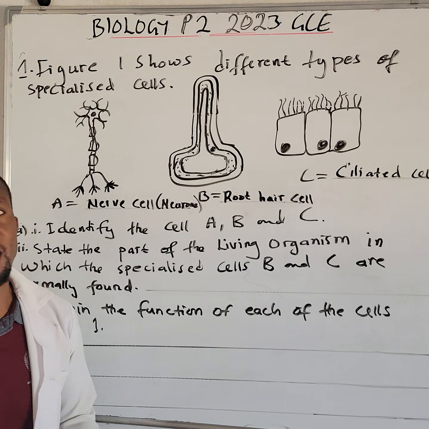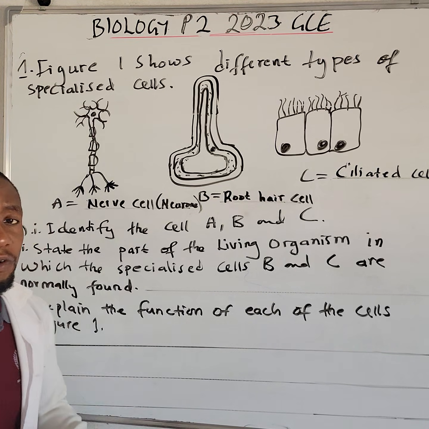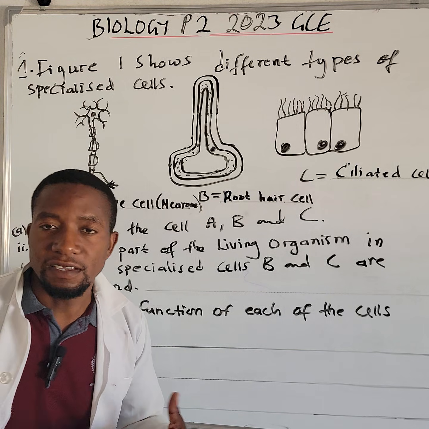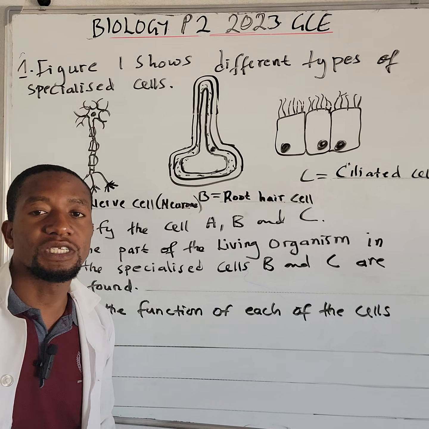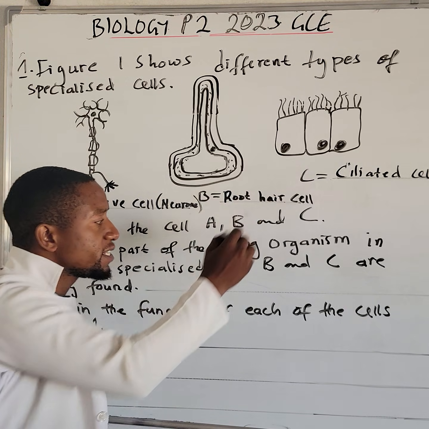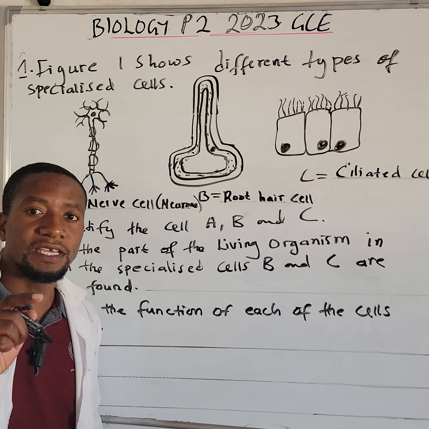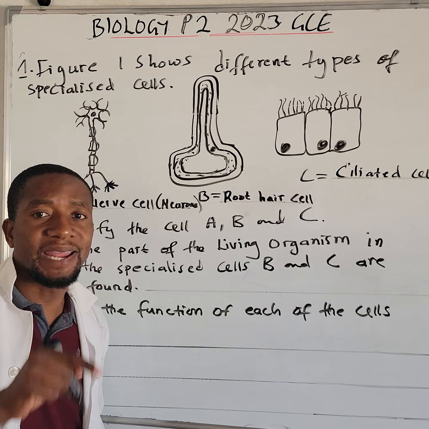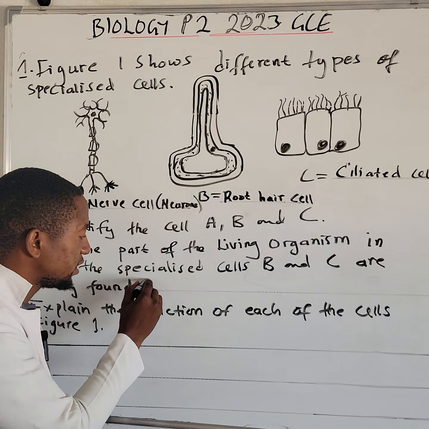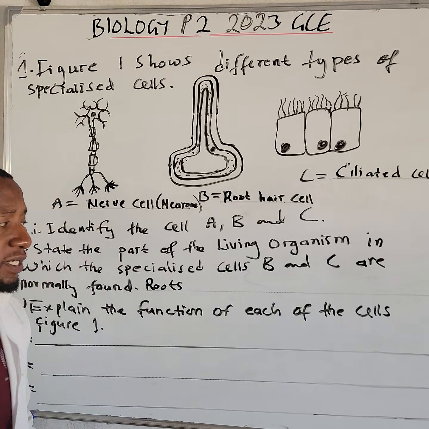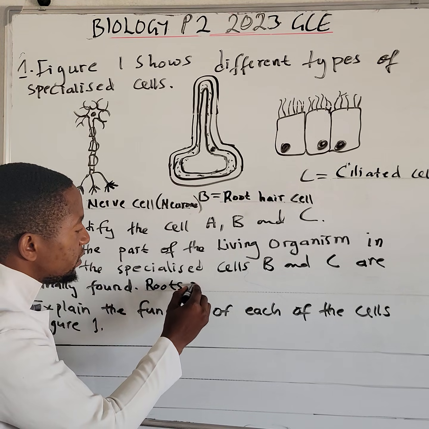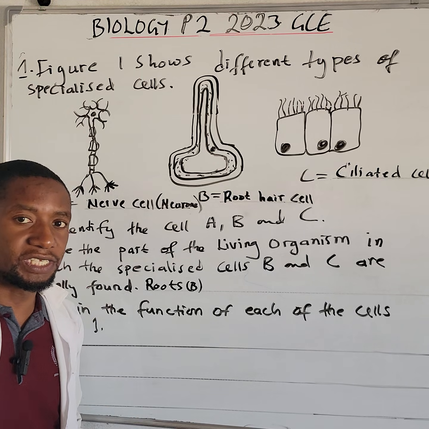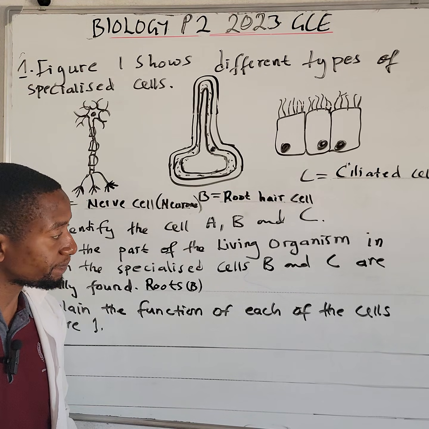Let's proceed. After we have identified, state the parts of the living organism in which the specialized cells B and C are found. So where in living organisms is cell B, which is a root hair cell, as well as the ciliated cell? Where are these two cells found? The root hair cells, we said they are found in the plant roots. So cell B is found in the plant roots. It's a root hair cell.